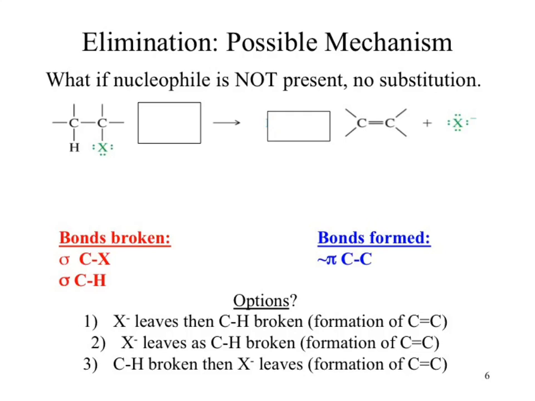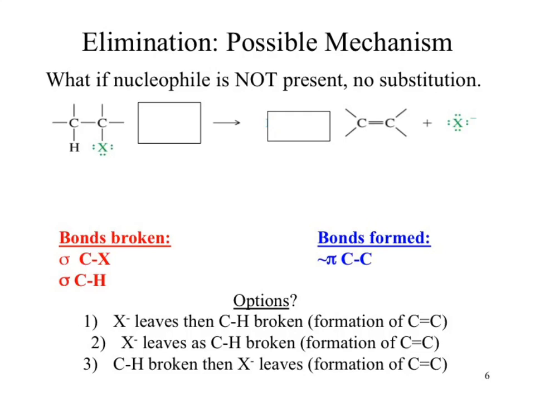So just like we did with our substitution, we can come up with the possible options. We can have our carbon-X, or our leaving group, leave, so we break the carbon-X bond, then we break the carbon-H bond. The net result is the formation of the pi bond. Or we could have them happening at the exact same instant. Or we could have the carbon-hydrogen broken, then the carbon-X. That last one gets a little bit trickier.